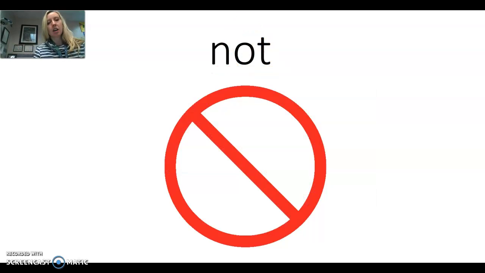Okay, these are high frequency words, and some of these you can sound out, and some of them you can't. So this word, if we make the sounds, is not. The word is not. So if I make the sounds, it'd be n, o, t. Not. Like she cannot go. Okay, so that's one you can make the sounds for.